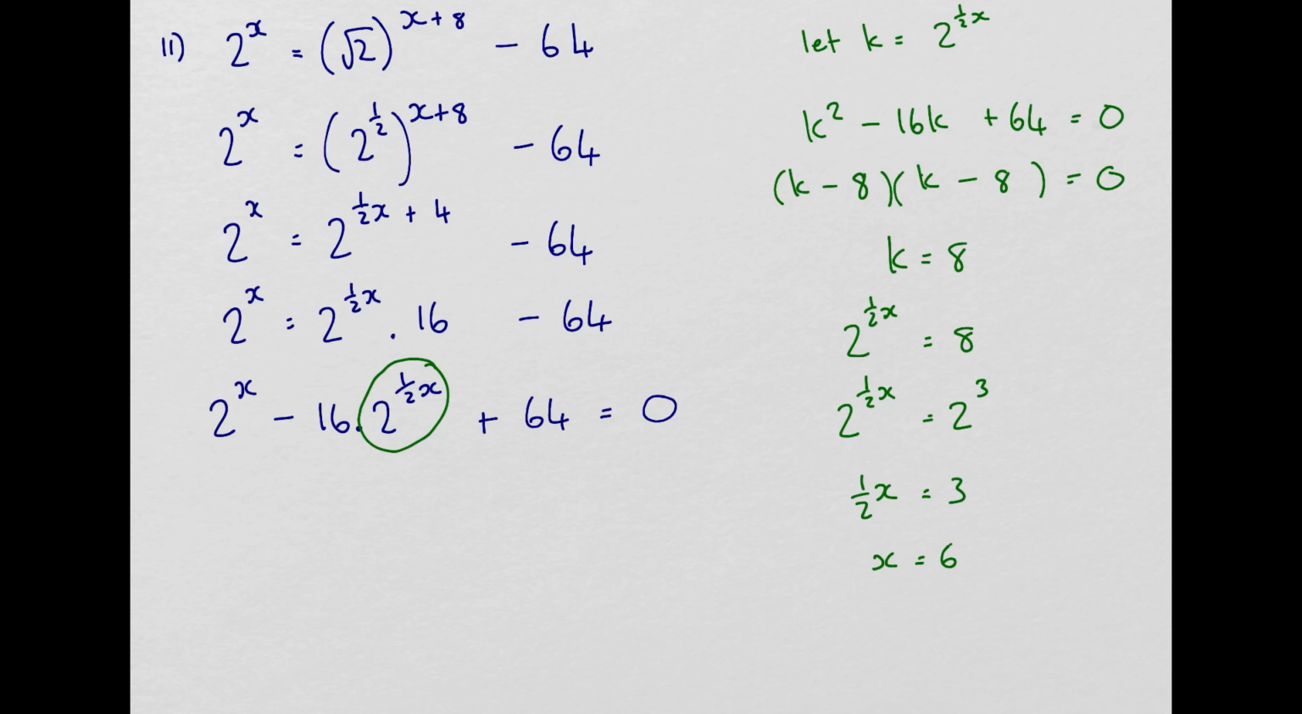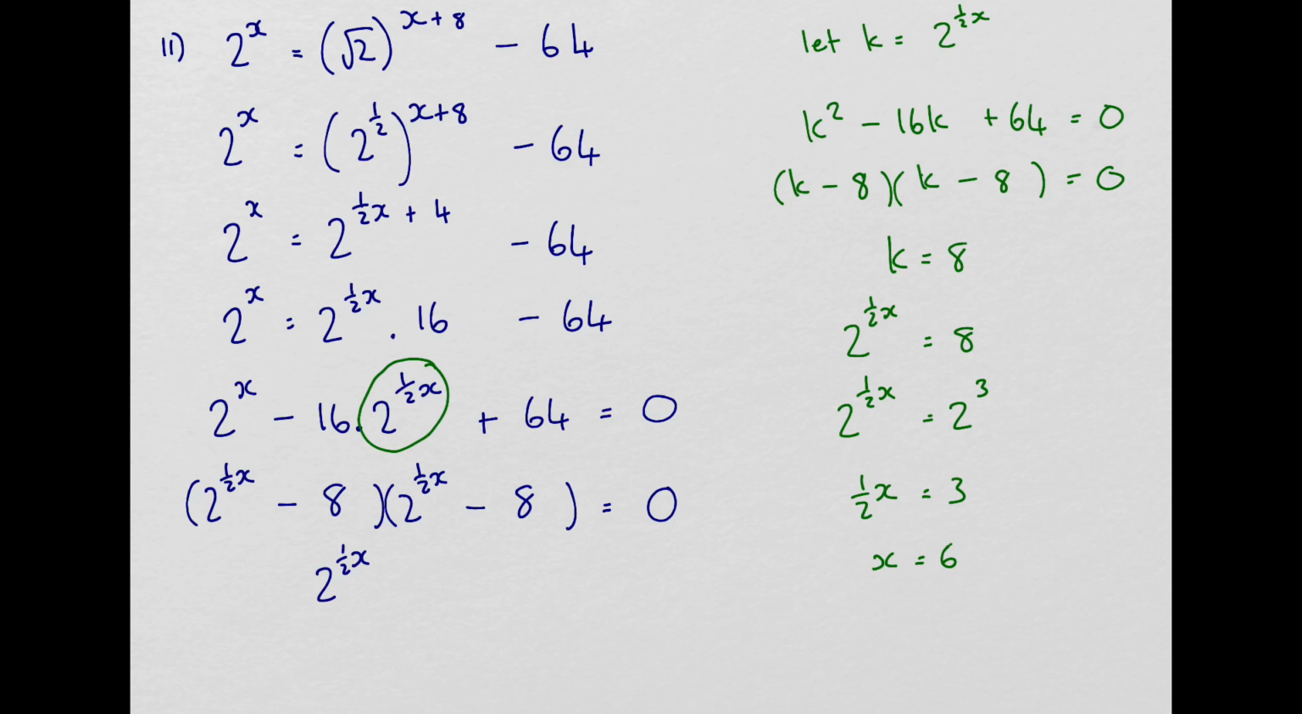Okay, back to the left-hand side. If you didn't use substitution, you would need to know that when you square root any number with an exponent, you're actually just halving the exponent. So the square root of 2 to the x is 2 to the half x. So we have 2 to the half x there, and we have 2 to the half x there, and then the 64 again is the same thing. Factors of 64 that will give you negative 16 is negative 8 and negative 8. Same solution, except we don't have k.